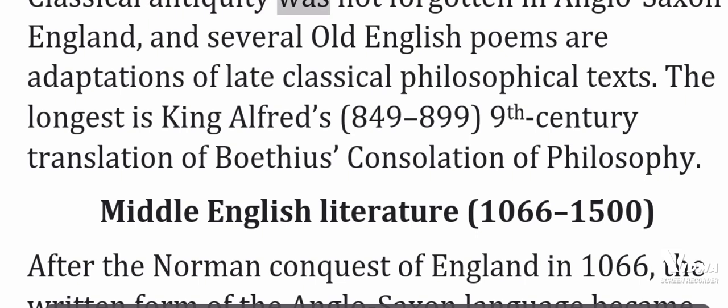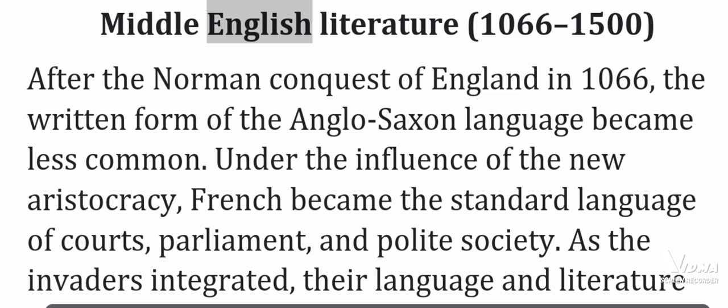Classical antiquity was not forgotten in Anglo-Saxon England, and several Old English poems are adaptations of late classical philosophical texts. The longest is King Alfred's 9th century translation of Boethius' Consolation of Philosophy. Middle English literature, 1066 to 1500.